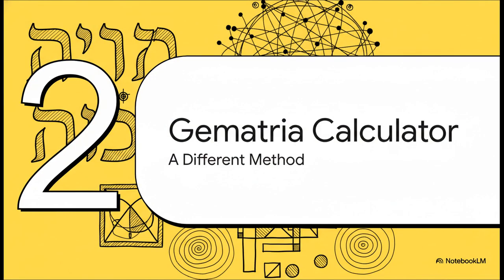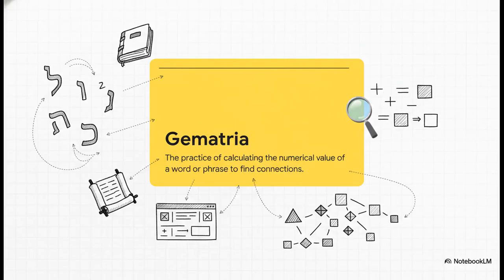But okay, just searching for words is only one piece of the puzzle. The software also brings in a completely different way of looking at the text, an ancient practice called gematria. So here's the crucial point you've got to get. In Hebrew, every single letter also has a number value. Gematria is basically the system of adding up those values to get a total for a word or even a whole phrase. And the thinking is, words that have the same numerical value might be connected in some way, even if they look totally unrelated on the surface.